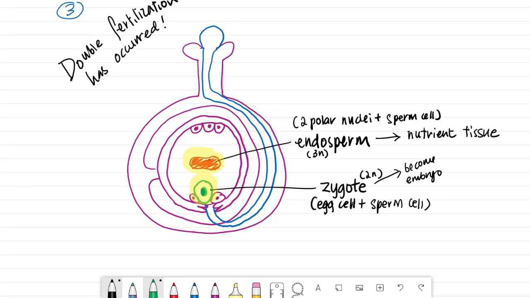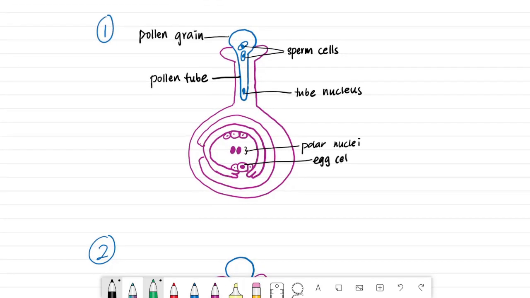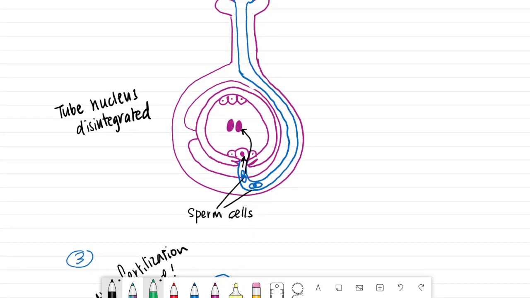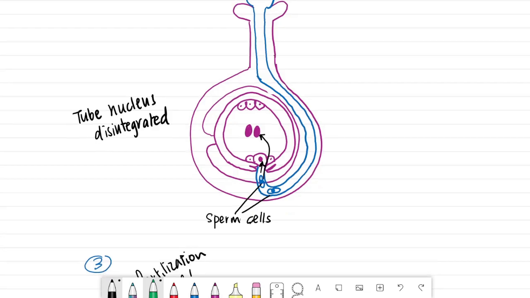Okay. Giving you a bit of time to have a look at this diagram. And we'll have a quick review once again. With double fertilization, we start with the pollen grain arriving on the stigma. The pollen tube will germinate, bringing the tube nucleus down with it, goes down the style and around the ovary wall. Following close behind the tube nucleus are the sperm cells. As the pollen tube reaches the micropyle, the tube nucleus will disintegrate. The tip of the pollen tube bursts and discharges two sperms into the embryo sac.